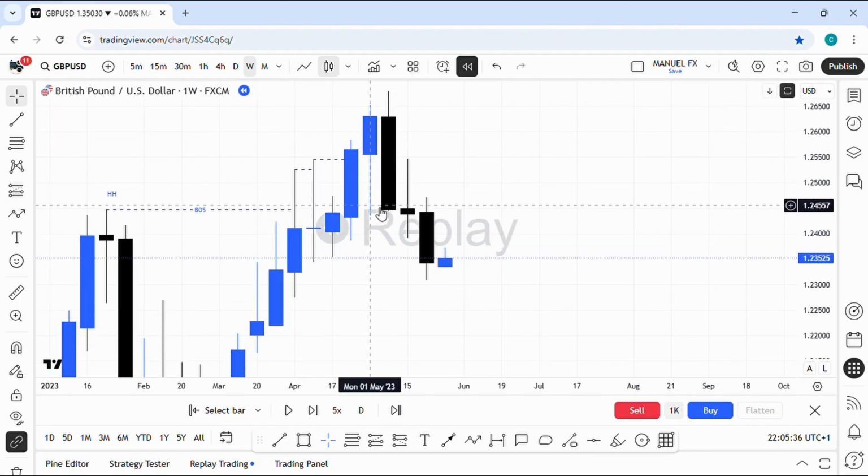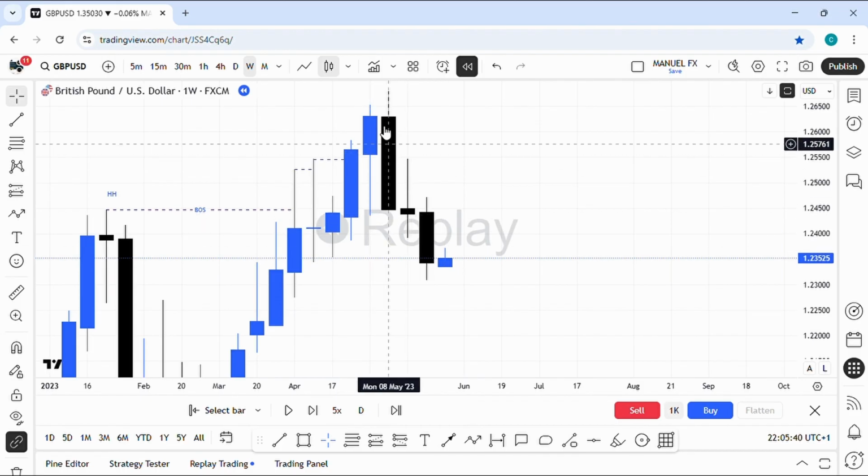This candle did not break this low. This low was not broken. And then this candle went and took out this high. So this is our highest candle.